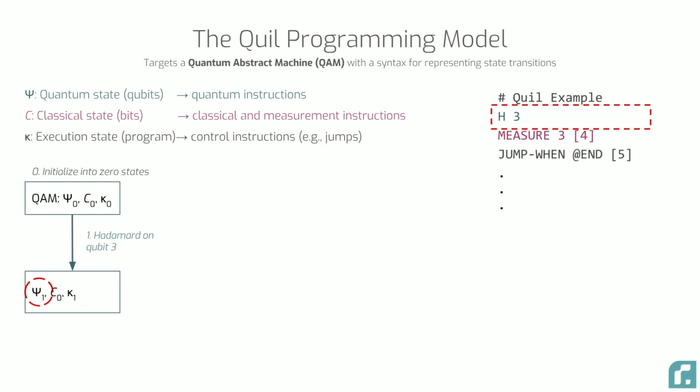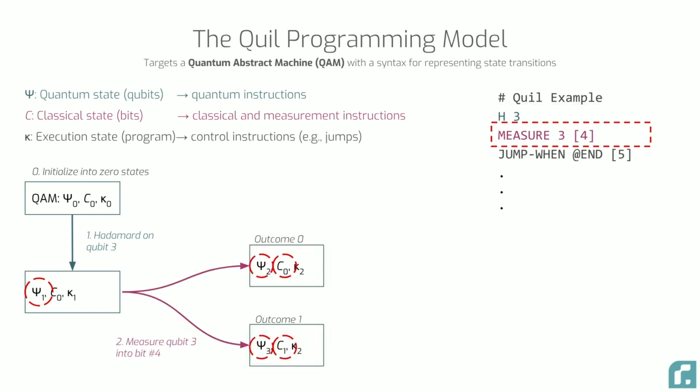So at the beginning, we initialize into the 0 states. So the quantum memory has a state, the classical memory has a 0 state, and then there's a program counter that starts at 0. We apply some quantum instruction on the qubit 3, as it says in this example, a Hadamard, and we change both the program counter, which increments by 1, and we change the quantum memory, because we've changed the wave function. Then we can do a measurement, and this measurement's going to change both the quantum memory and the classical memory, based on how it branches. It's also going to change the program counter again.